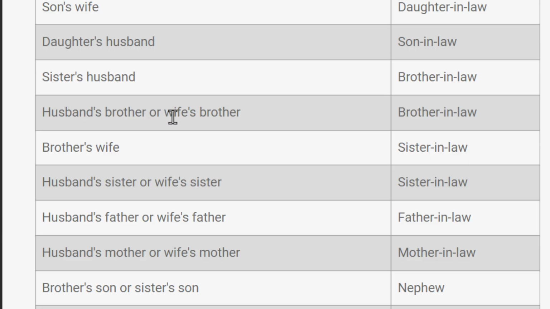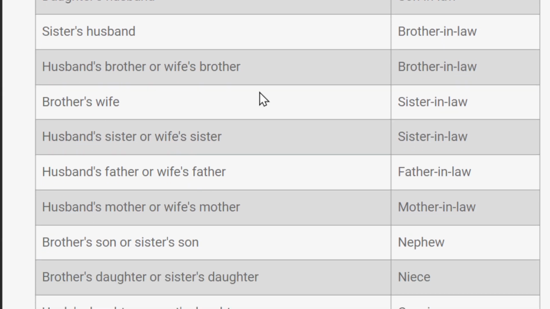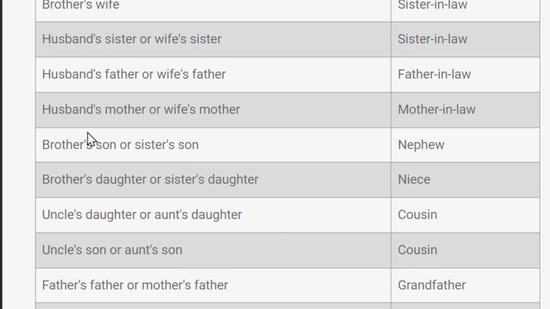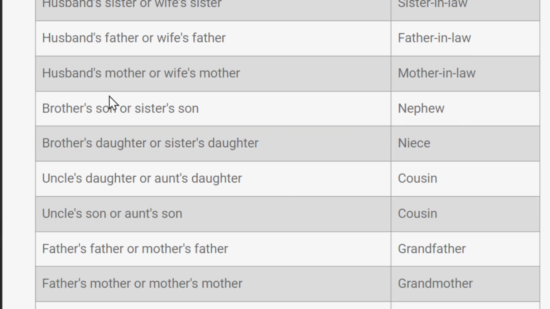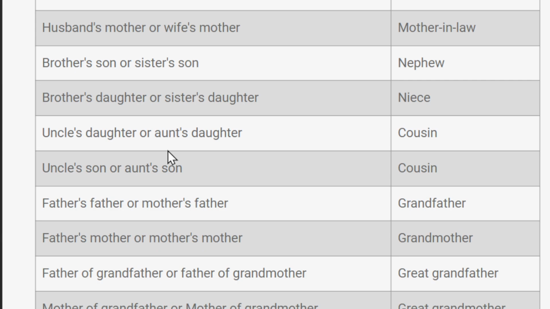Husband's brother or wife's brother, brother-in-law. Brother's wife, sister-in-law. Husband's sister or wife's sister, sister-in-law. Husband's mother or wife's mother, mother-in-law. Brother's son or sister's son is your nephew. Brother's daughter or sister's daughter is your niece. Uncle's daughter or auntie's daughter is your cousin.